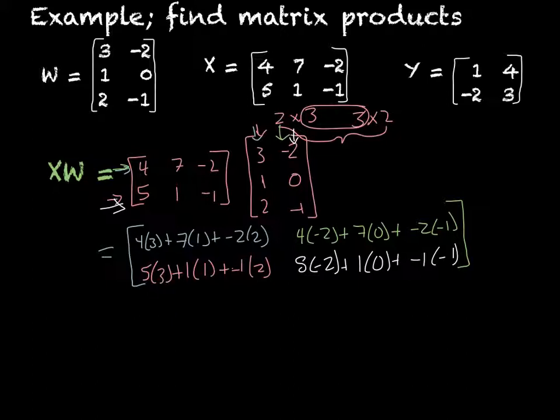Okay, so then my last thing that I need to do is just to multiply and add them together. So that would be 12 plus 7 minus 4, which is going to give me a 15. And then 4 times negative 2 is negative 8, plus 0 plus positive 2, which is a negative 6. 15 plus 1 minus 2 is 14. And 5 times negative 2 is negative 10 plus 0 plus 1 is negative 9. So that is your final answer.